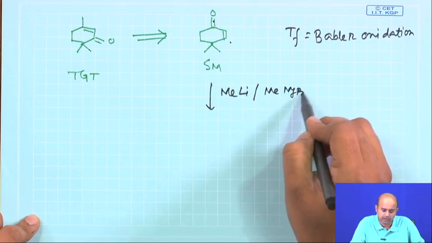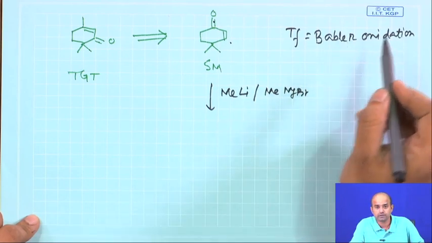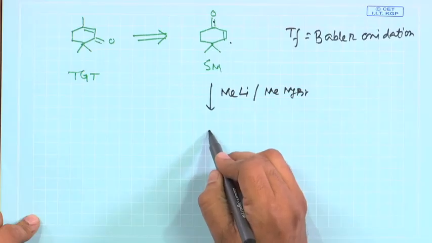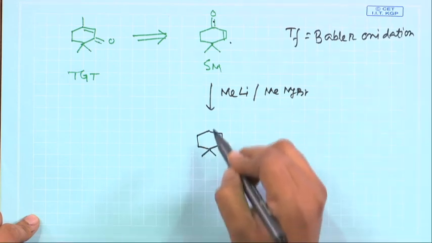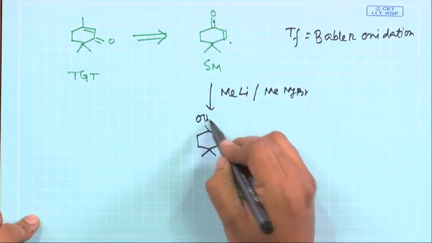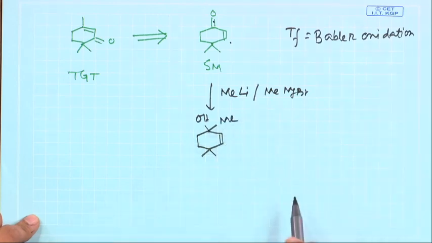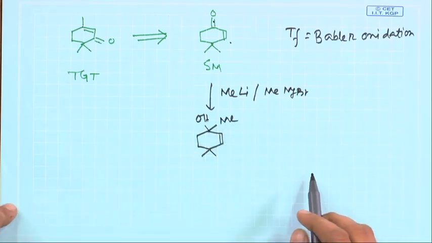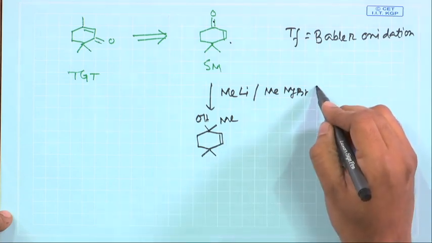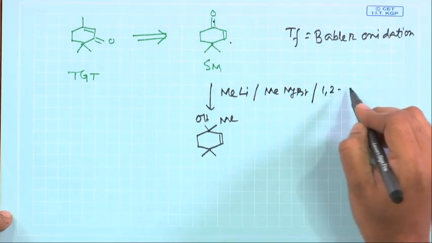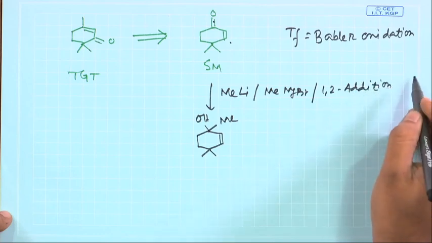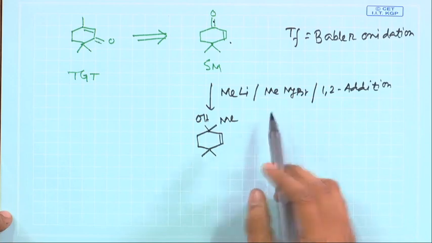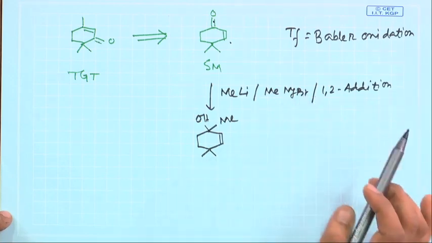Now, as I said, until you know the Babler oxidation, this transformation is difficult to visualize. So, you first do a methyl lithium addition, the corresponding Grignard addition on an alpha beta unsaturated ketone. It is a 1,2 addition. This compound can undergo 1,4 addition, but we have done a 1,2 addition. We did not use a soft reagent like copper species that would promote the 1,4 addition, fine.